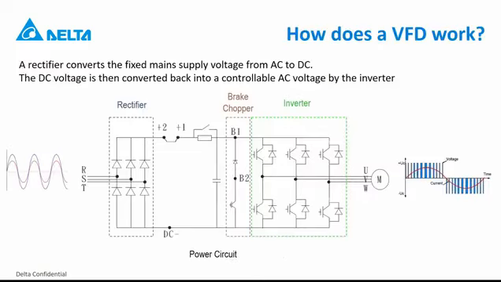So how does a variable frequency drive work? If you look here on the input, you have a rectifier which converts the fixed mains supply voltage from AC to DC, and then the DC voltage is converted back into a controllable AC voltage with the help of the inverter side. This is a three-phase rectifier, what you see here.